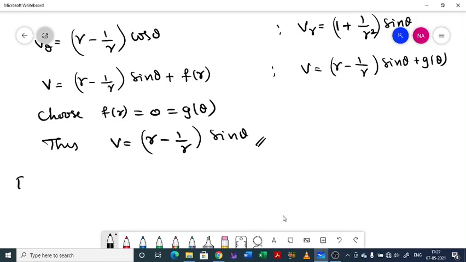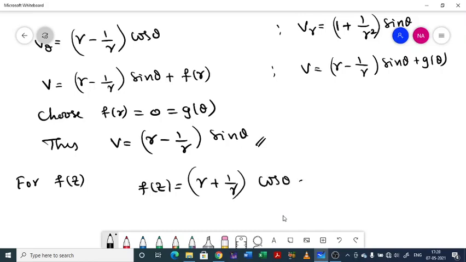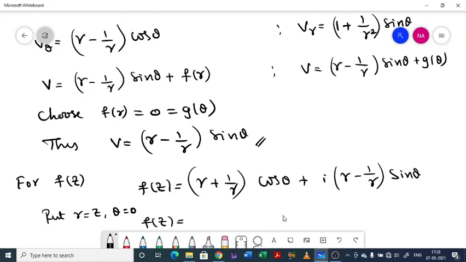In case you are asked to find f of z, we will have f of z equal to u plus iv, that is r plus 1 by r cos theta plus i into r minus 1 by r sin theta. So put r equal to z, theta equal to 0, we will be getting f of z to be z plus 1 by z. That's all. That is the required analytic function. So with this, the discussion on harmonic functions is over.